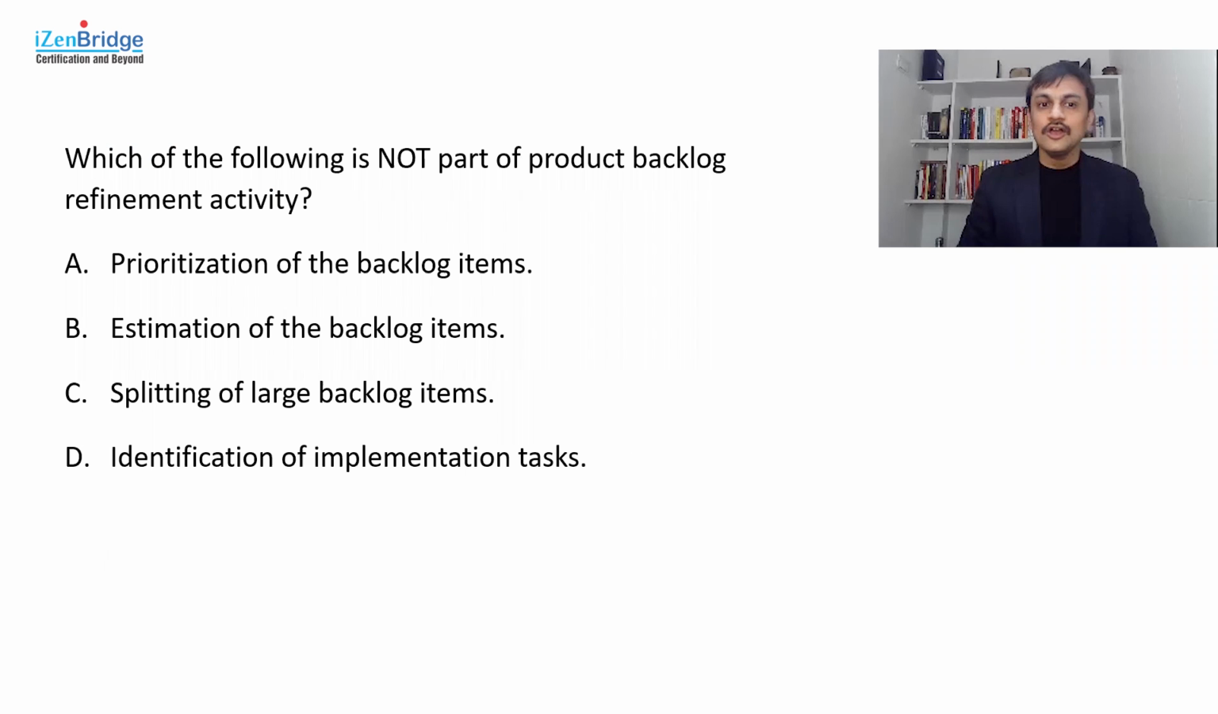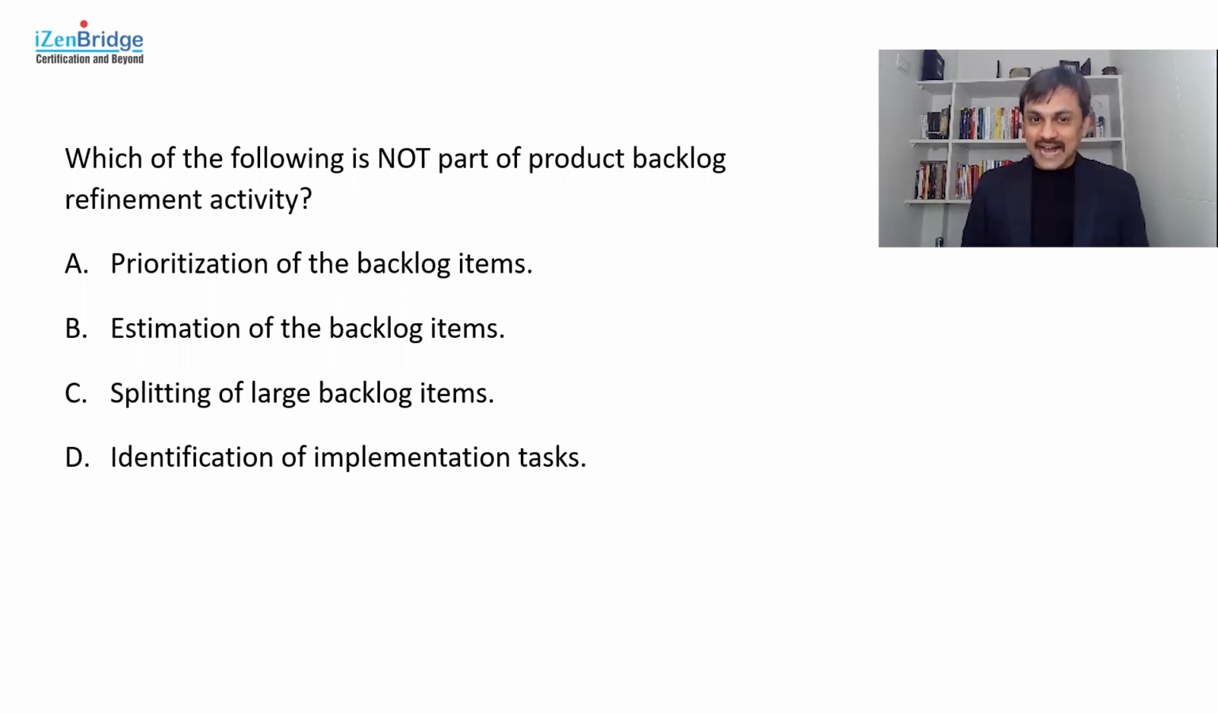Question 48. Which of the following is not part of the product backlog refinement activity? Option A, prioritization of the backlog items. Option B, estimation of the backlog items. Option C, splitting of large backlog items. Option D, identification of implementation tasks. It's a "not" one. You need to choose the one which is not included in the backlog refinement activity. You can pause and pick your choice.